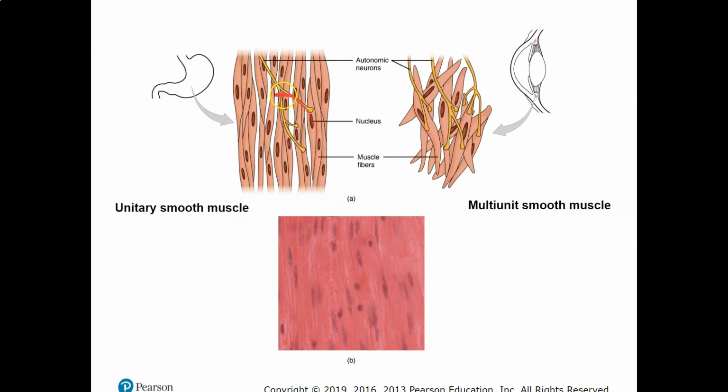So when we look, here's unitary smooth muscle. You can see we have these autonomic neurons that innervate relatively few of these. Instead, the signal is going to be passed through gap junctions across all of these cells. Whereas in this multi-unit smooth muscle that we see, for example, here, this is controlling the shape of the lens in the eye. We have more controlled innervation of specific cells that are going to be electrically isolated from each other so that we can control exactly how much tension we're going to produce in that muscle.